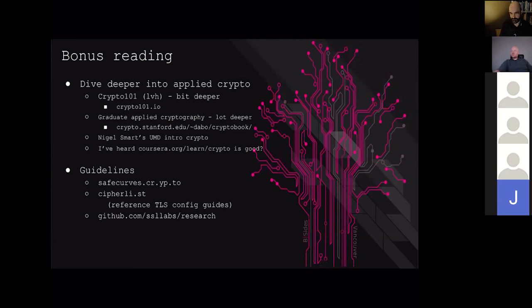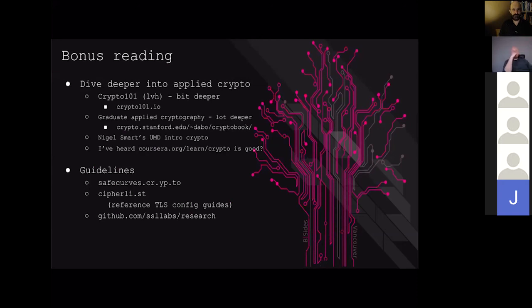I really highly recommend the Crypto 101 book, which goes into some of the math. I really recommend Dan Boneh's graduate applied cryptography book. He's one of our advisors. He's fantastically smart and also able to explain crypto from the ground up in a really great way. We're really lucky to be working with him.